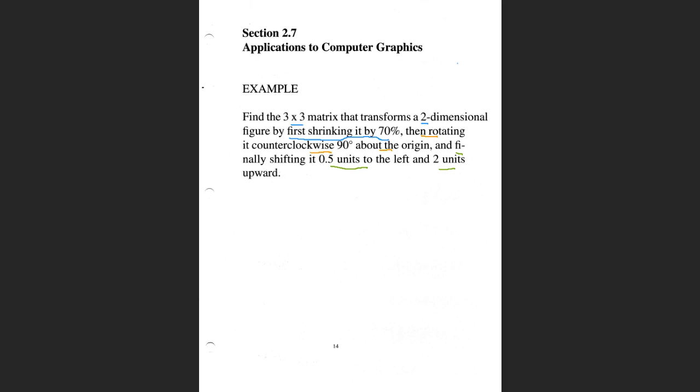So how many transformations are involved in this composite, this multiple transformation? There are 3. That's right. So let me just ask you, the first transformation deals with shrinking coordinates by 70%.